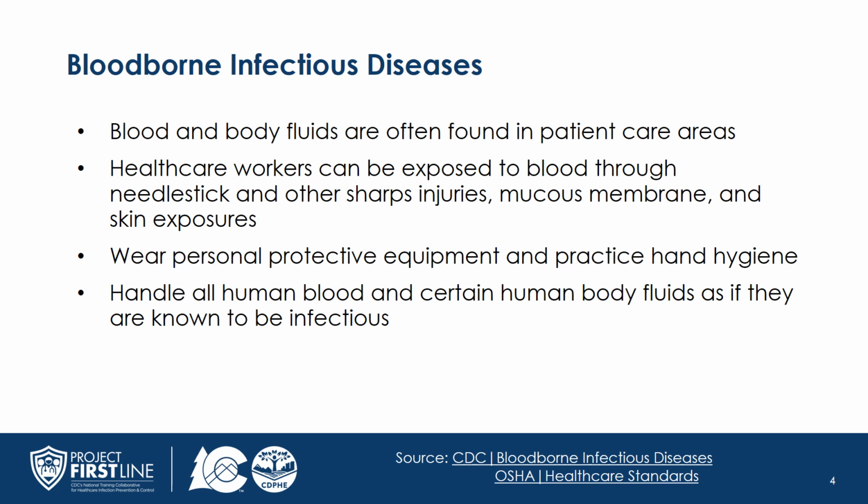To protect ourselves, we wear personal protective equipment such as gloves, masks, gowns, and eye protection whenever there is a risk of exposure. We also clean our hands with soap and water or an alcohol-based sanitizer after handling waste, even if gloves were worn. Because we cannot determine if blood or body fluids are infectious just by looking at them, we must handle waste and contaminated items as if they are infectious, regardless of the perceived risk.